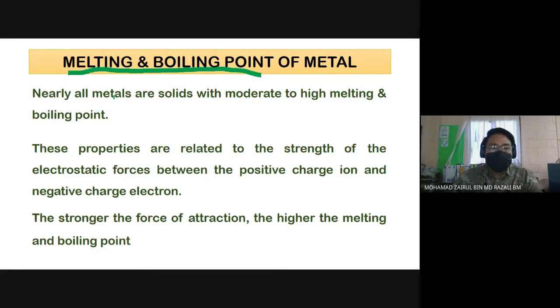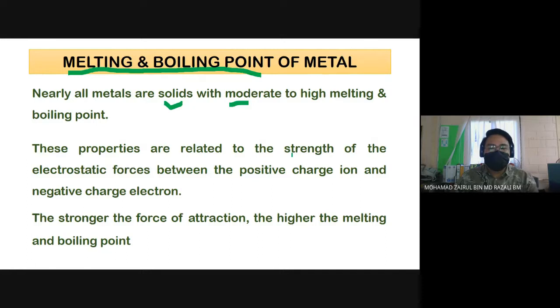Okay, so we know that nearly all metal are solid with moderate high melting and boiling point. Sebab kebanyakan metal ada solid lah. Tapi ada setengah metal tu kita panggil sebagai soft metal, macam sodium. Tapi ada metal yang liquid. Contohnya gallium. Gallium at room temperature dia liquid. Tapi majority metal ini adalah solid. Okay, so metal have high melting and boiling point.